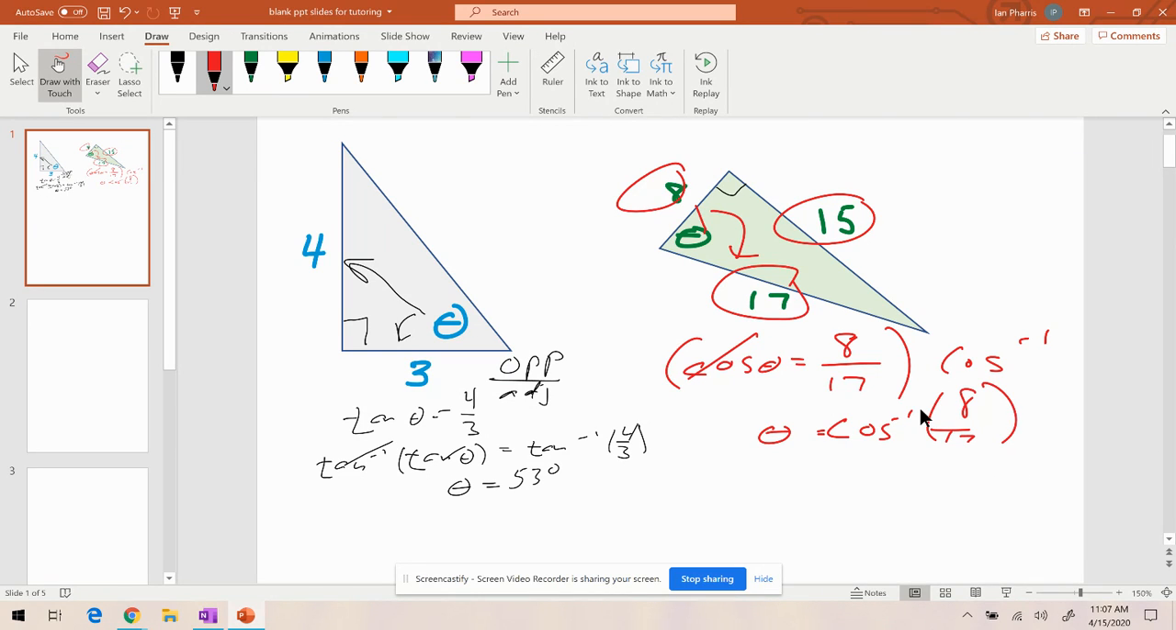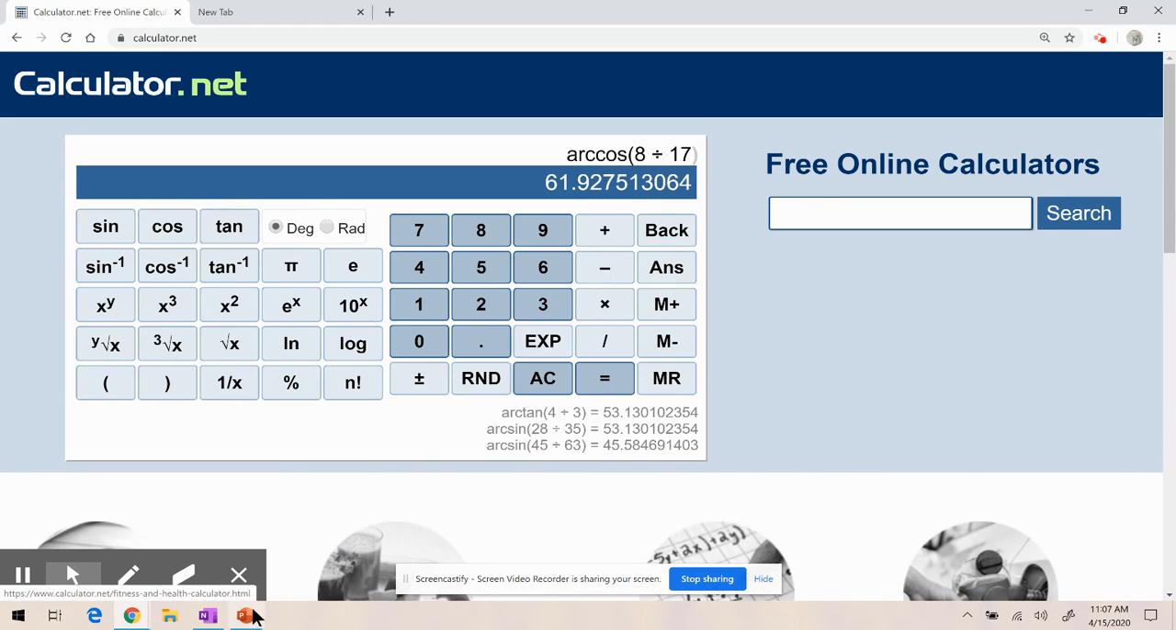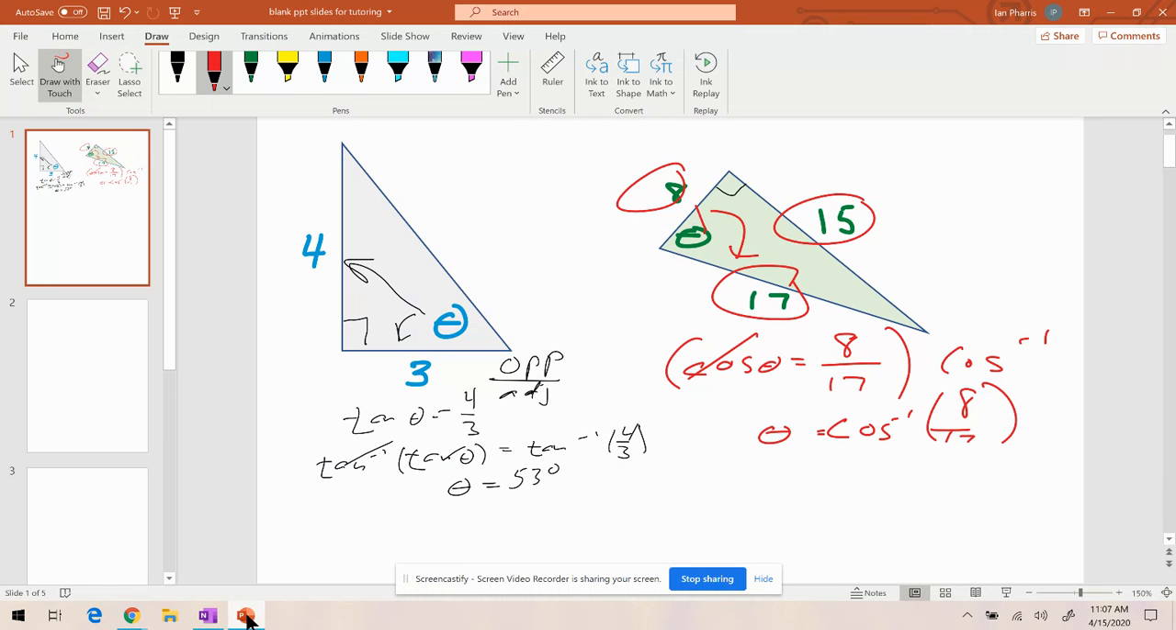Let's go back to our on-screen calculator. The inverse cosine of, there's inverse cosine. Don't worry about the arc cosine thing right here. That just means inverse cosine in high mathematical language. So it's inverse cosine of 8 divided by 17 and 61.9 degrees, or let's just say it's 62 degrees, just to round it. So in this case, theta would be 62 degrees.